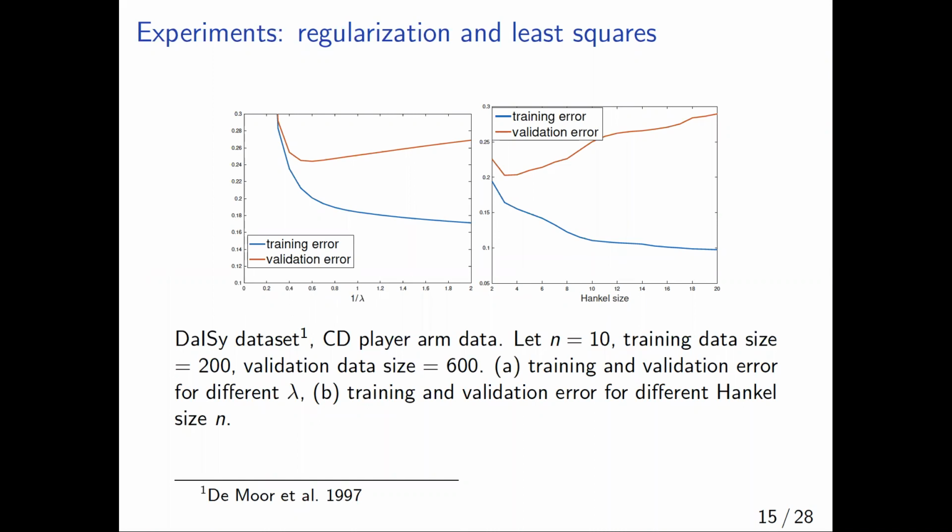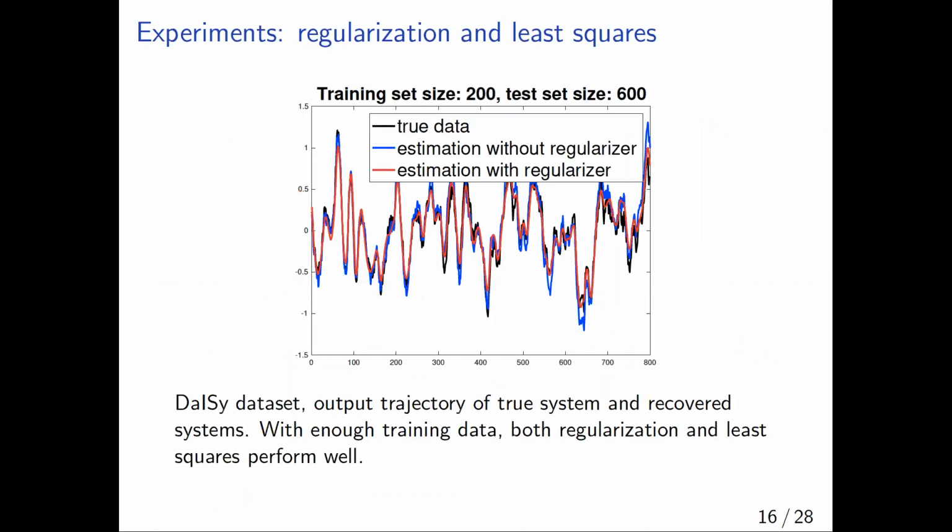That is a data set of various dynamical systems input-output data. And it's pretty small, but it's for illustrative purposes. And we can also show what happens with the time signal. So if you want to predict output trajectory with regularization and without regularization, when you have a lot of training data, both of them work well. You don't really see a difference.